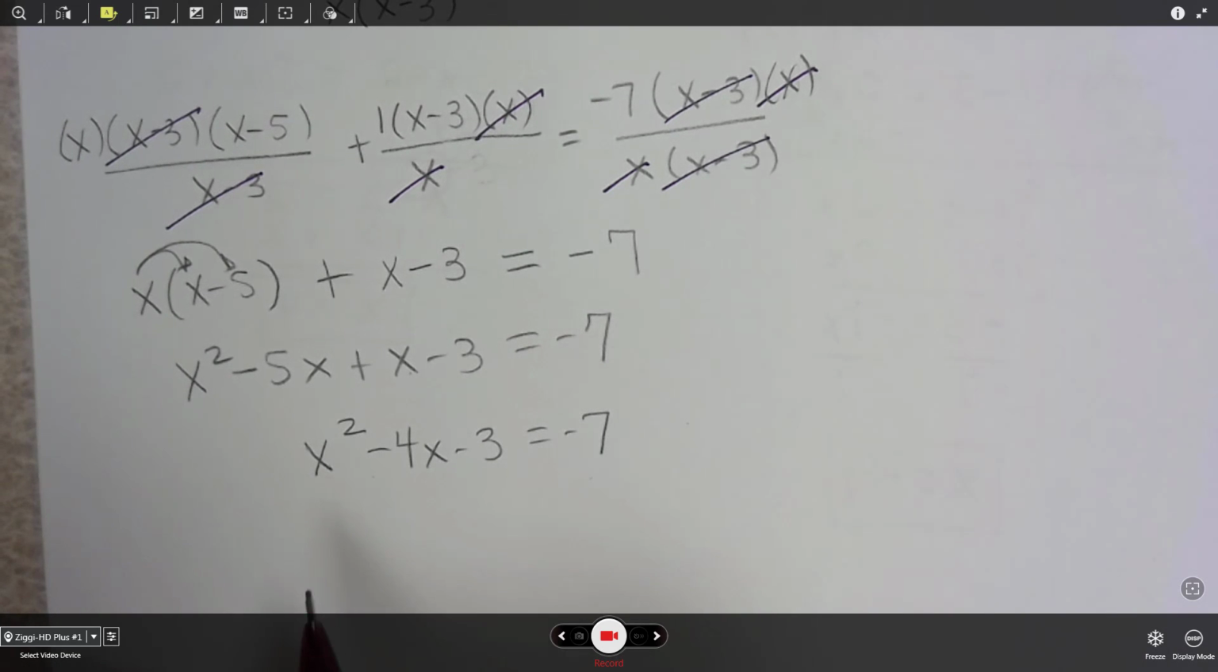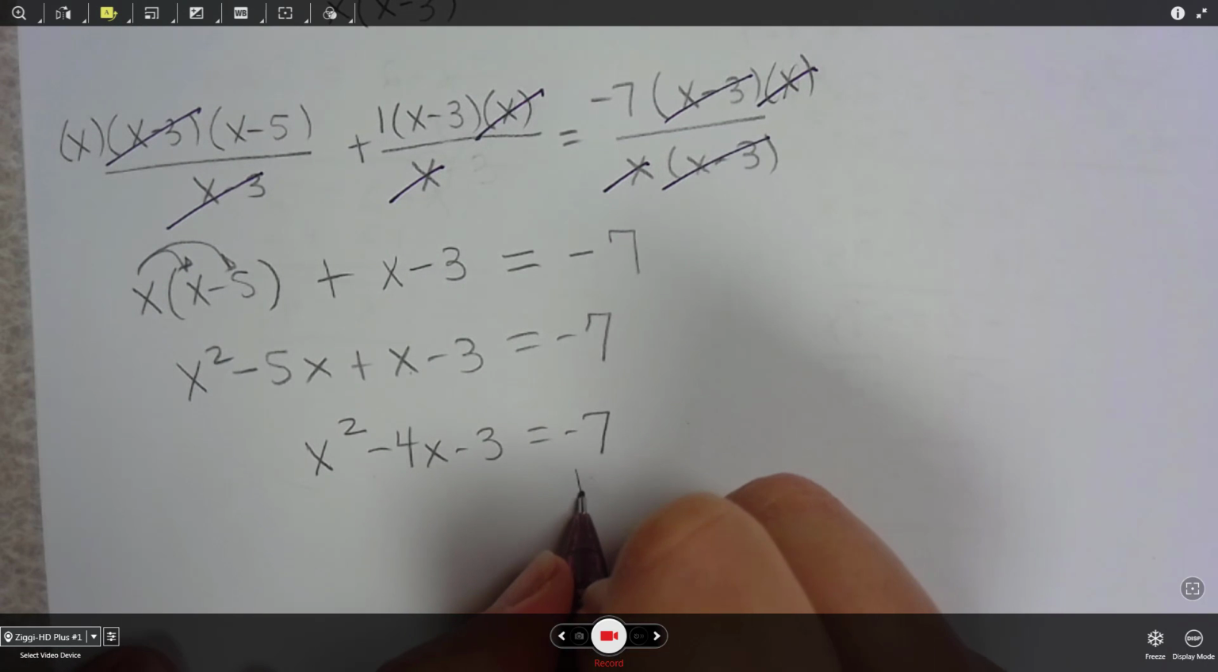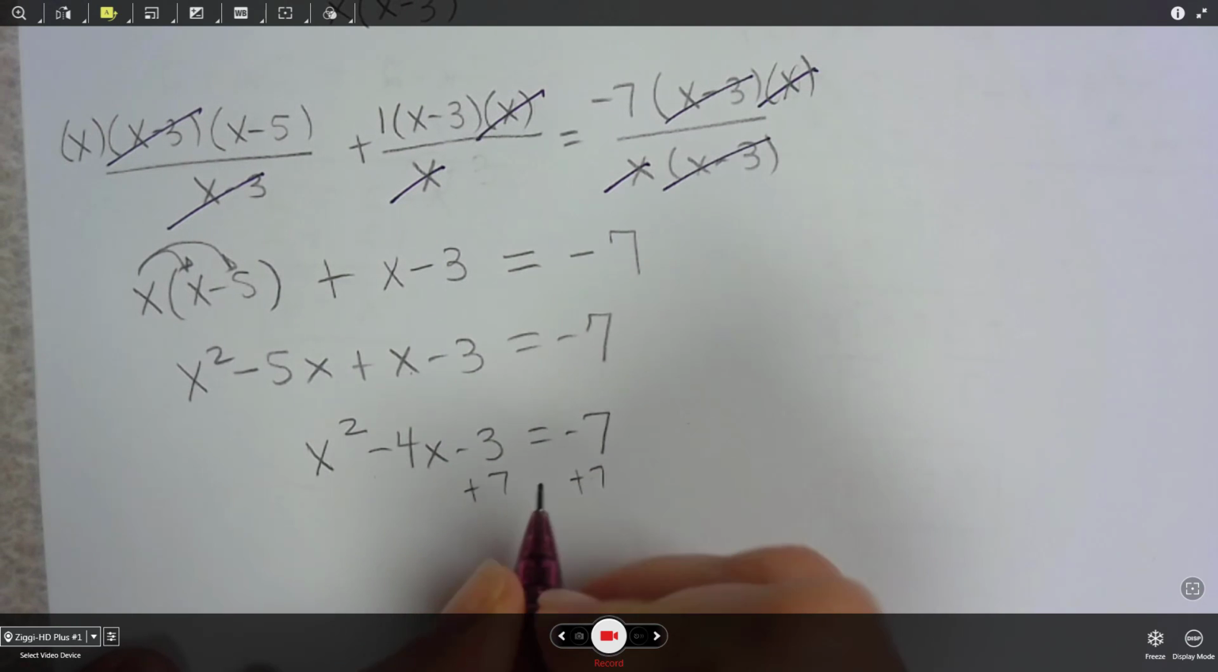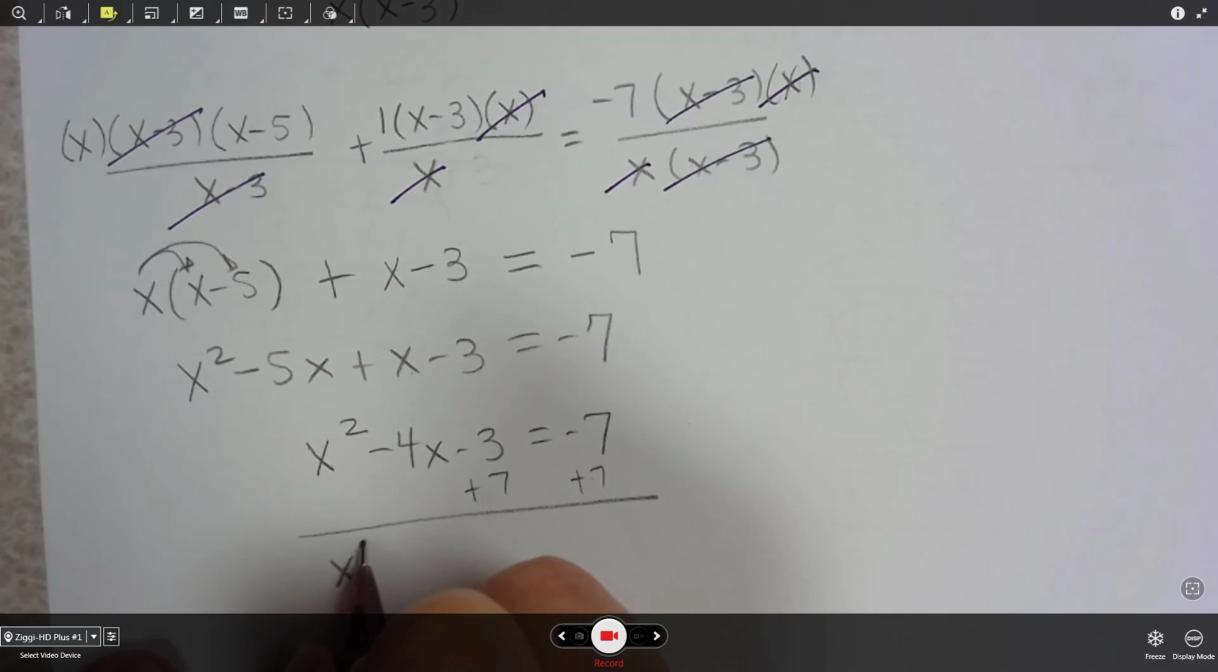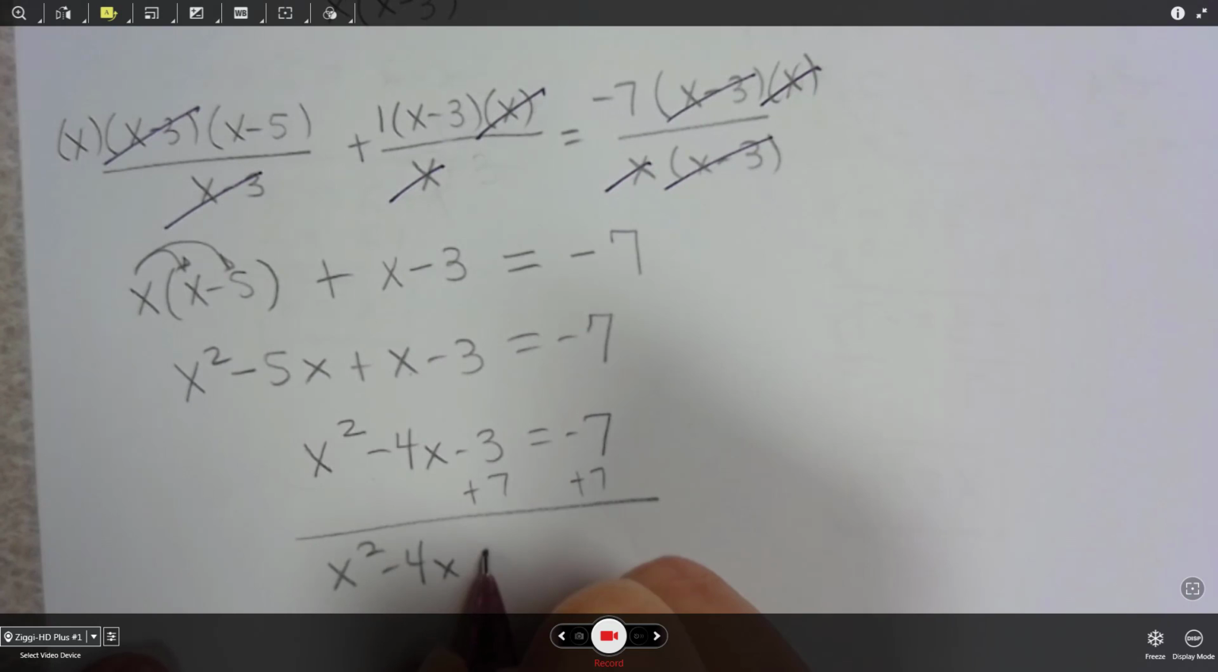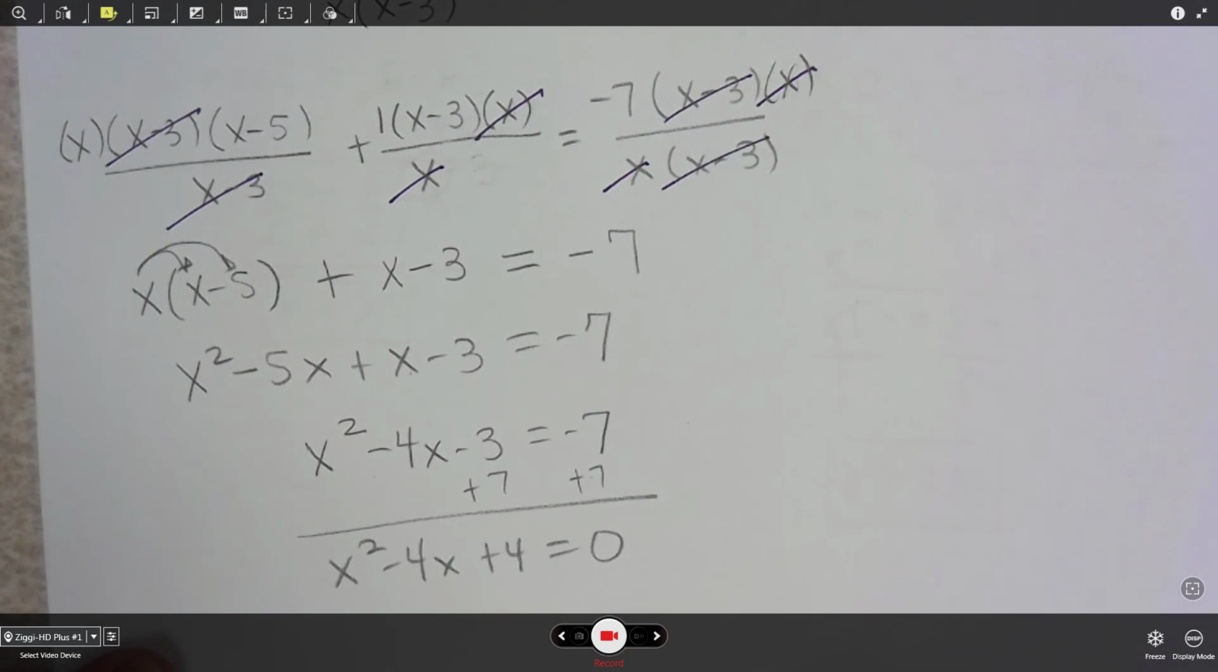All right, so now that the left side and the right side are as simple as I can get them, I'm going to look to see what type of equation I have. This is now a quadratic equation. So since it's quadratic, I want to set it equal to 0 first. So I'm going to add my 7 there. That'll be x squared minus 4x plus 4 equals 0.